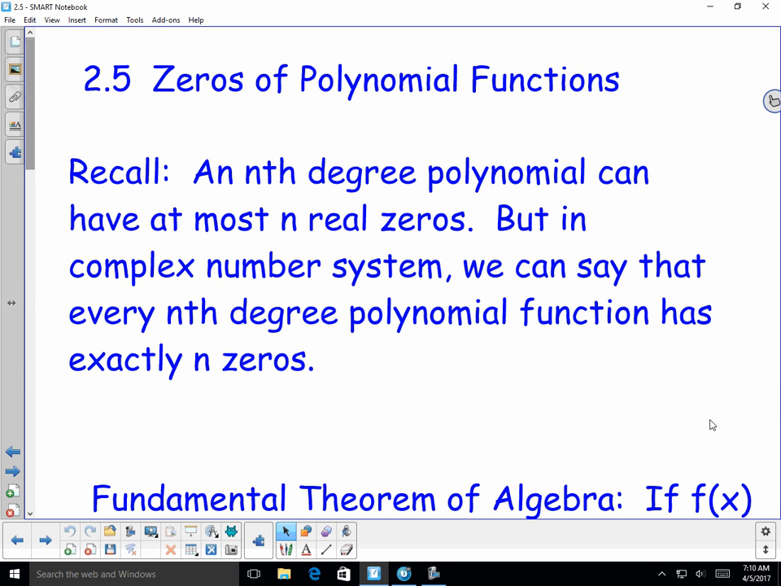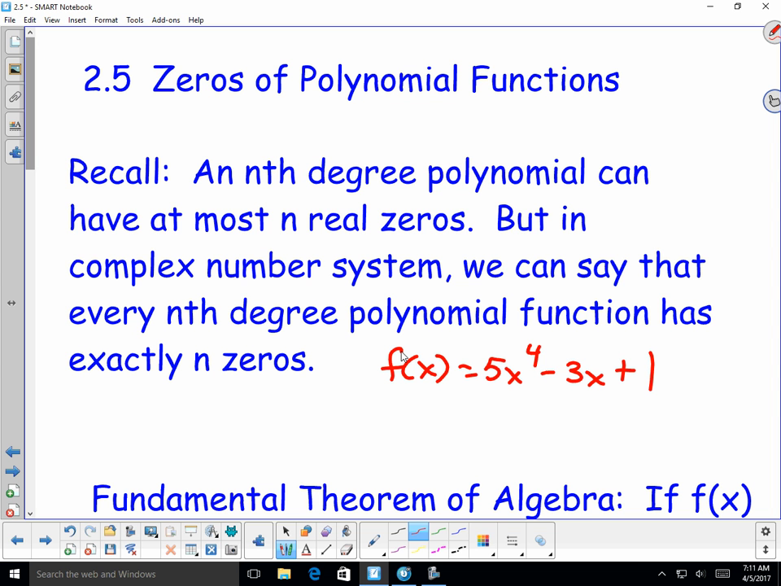We're looking at section 2.5, zeros of polynomial functions. Recall that an nth degree polynomial can have at most n real zeros. But in the complex number system, we can say that every nth degree polynomial function has exactly n zeros. So if we're talking about a degree 4 polynomial function like f of x equaling 5x to the fourth minus 3x plus 1, that is guaranteed to have 4 zeros. They might not all be real. Some might be real, some might be imaginary, some may be repeated, but there will be 4.